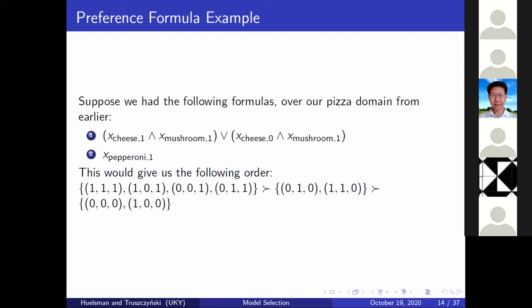Okay, so here's a very rudimentary, simple example. Our first formula, our rank 1 formula, is that it's a pizza with cheese and mushrooms, or a pizza without cheese and with mushrooms. And our second formula is simply, does it have pepperoni? What's interesting here compared to LPMs is that we have these large equivalence classes. We have 3, 1 for each formula, and then we have this last one for all the irrelevant stuff. But we can still compare everything in a preference formula, which is interesting.